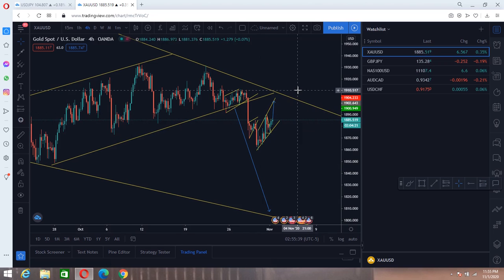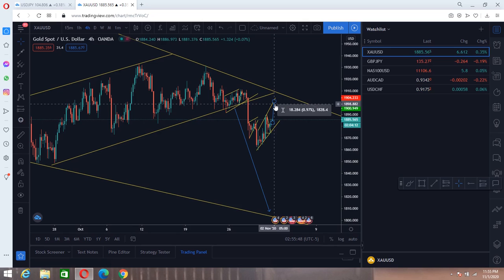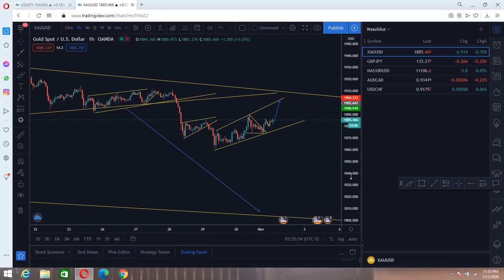I'll just go down to the 1 hour so you can see clearly. So it broke here, now it's coming for a retest, so obviously I will enter it maybe here when it does the third touch. Let me just go down to the 1 hour so you can see what I'm talking about. As you can see, this is a reversal pattern.